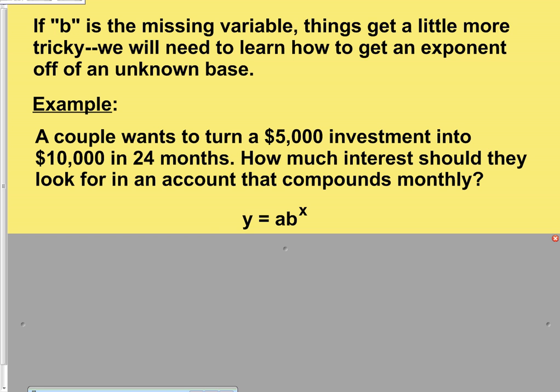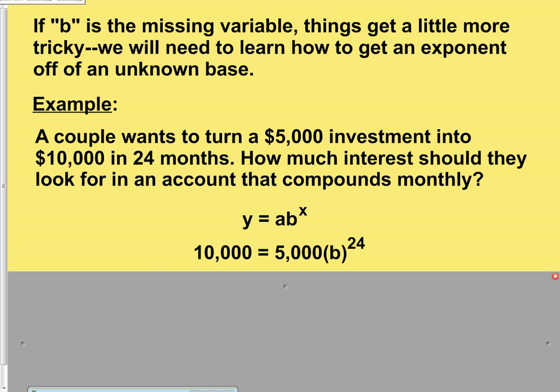Plug in the values that we know. Y is the future value. We are trying to accomplish $10,000. A is the current value, which is $5,000. The interest rate is what the question is asking about. That's B. And they want 24 months' worth of time for this event to happen. So our X value is 24.